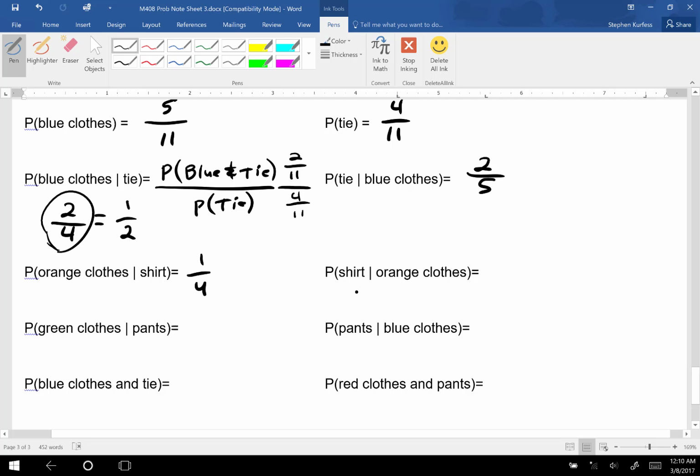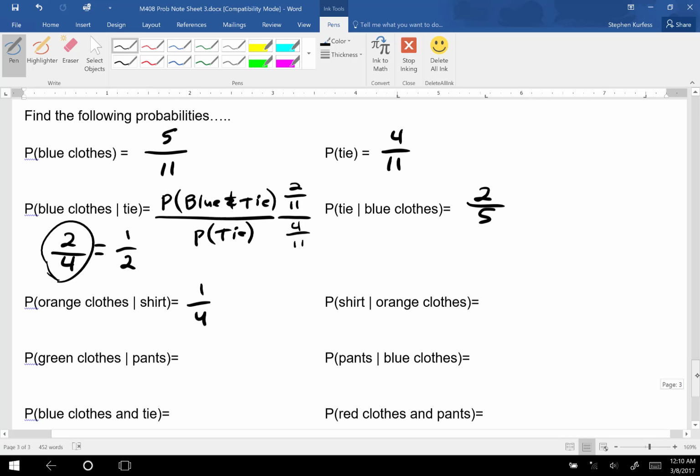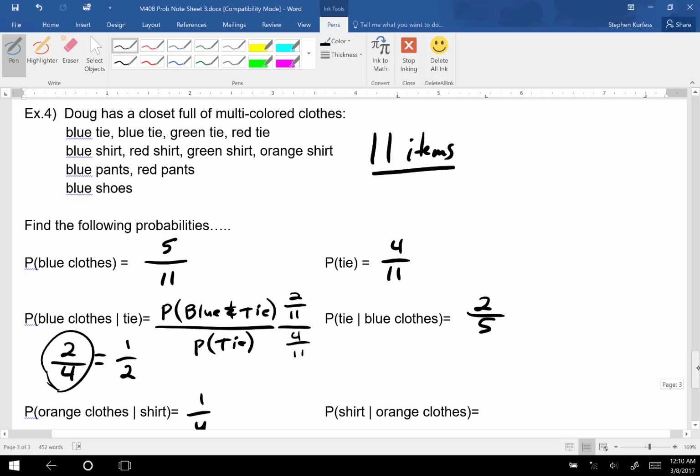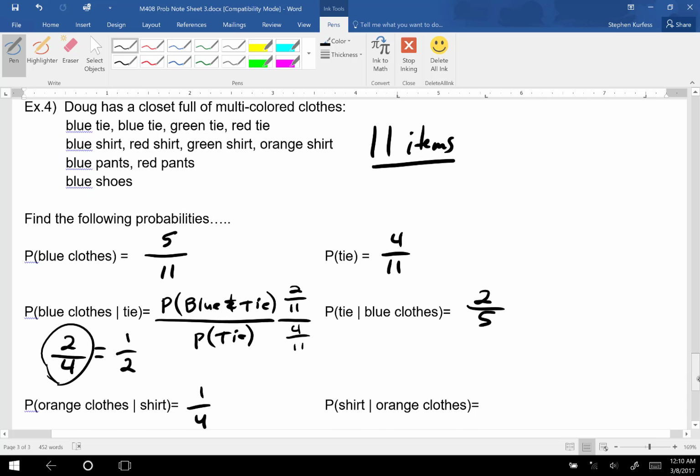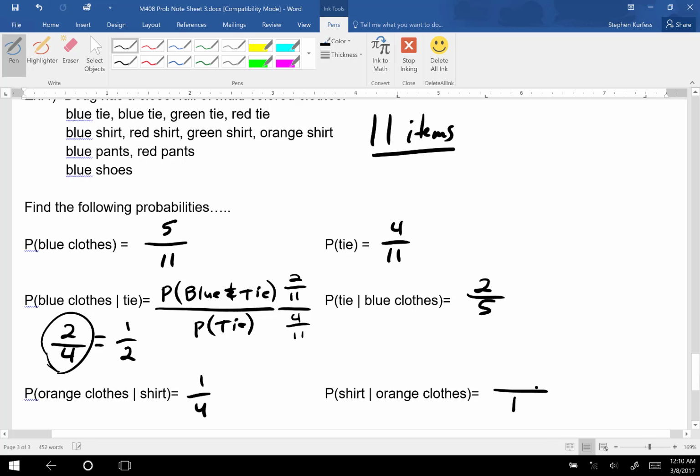Probability that it's a shirt given that it's orange clothes. Well, how many orange clothes are there? Okay, 1. An orange shirt, that's it. And how many shirts are orange? Well, 1. So the answer is 1. In other words, 100% chance you're going to get it right. Think of the question: what's the probability that you pick a shirt given that it's orange? I'm telling you it's orange. What other orange clothes do I have? Nothing except for the shirt. So if I tell you it's orange, it's got to be the shirt. Does that make sense?